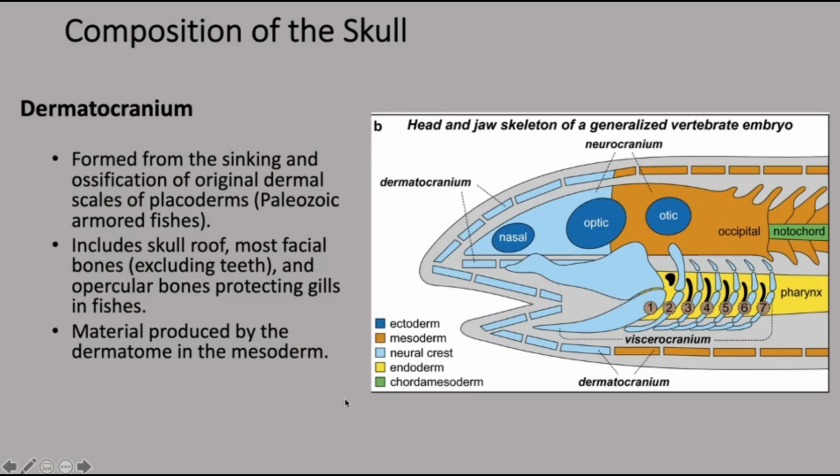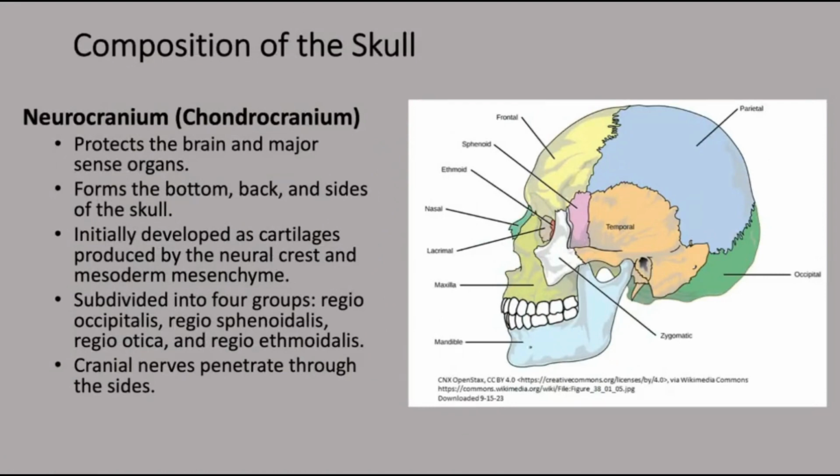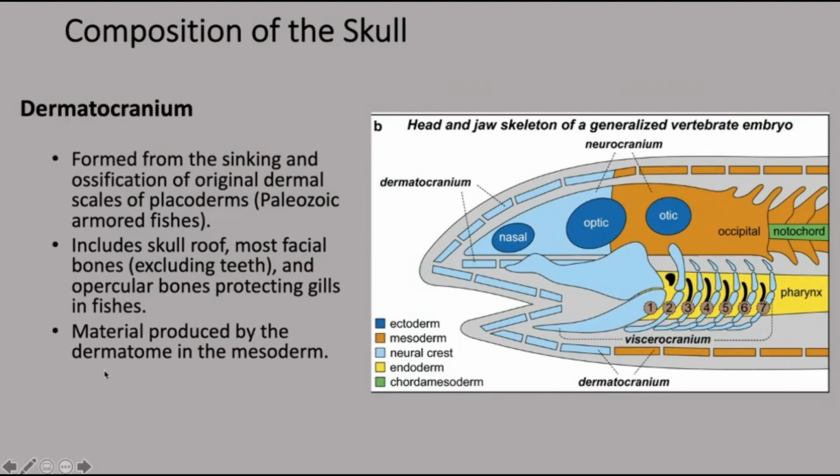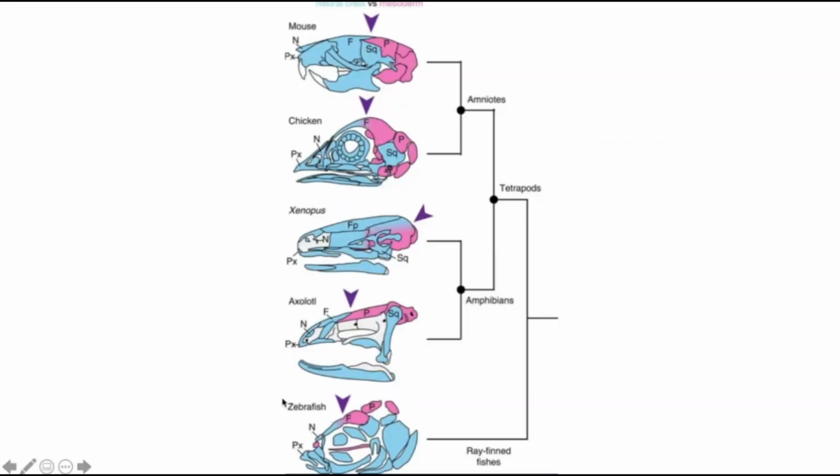So what material makes up the dermal scales, right, that we spoke about, or what material makes up the dermatocranium? Well, it comes from the dermatome, which comes from the mesoderm. So far we have said the neurocranium is made out of mainly cartilage initially, and then it later ossifies as bone, but it's made out of cartilage first, and then the cells that are making that cartilage were the neural crest cells, as we said, and then the cells in the mesenchyme. Then we said that the viscerocranium comes from the neural crest cells, which are in the ectoderm. Then we said that the dermatocranium comes from the dermatome, which is in the mesoderm. Okay, so those are the differences.